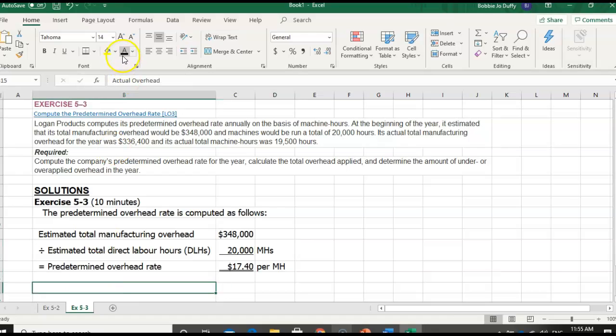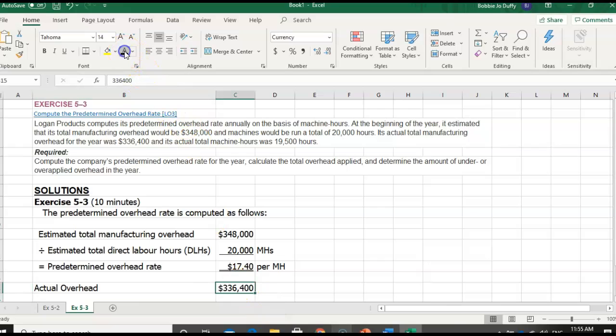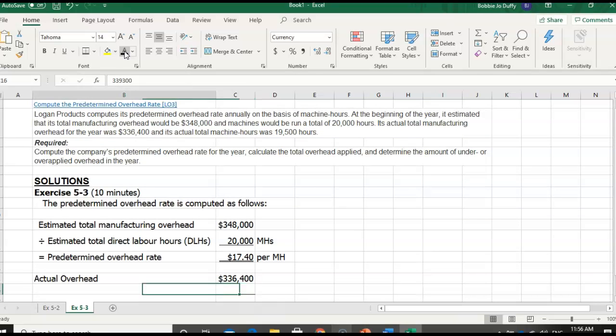So then they told us our actual overhead was $336,400, but we don't know that till the end of the year, right? At the end of the year, we found out this is what it actually cost us. But as we're going through each job, we're applying our predetermined overhead rate of $17.40 by the actual machine hours. So how much overhead did we actually apply?